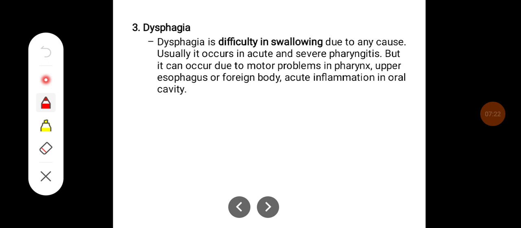Dysphagia is difficulty in swallowing due to any cause. Usually it occurs in acute and severe pharyngitis, but it can also be due to motor problems of the pharynx, upper esophagus, and foreign body. Acute inflammation in the oral cavity.